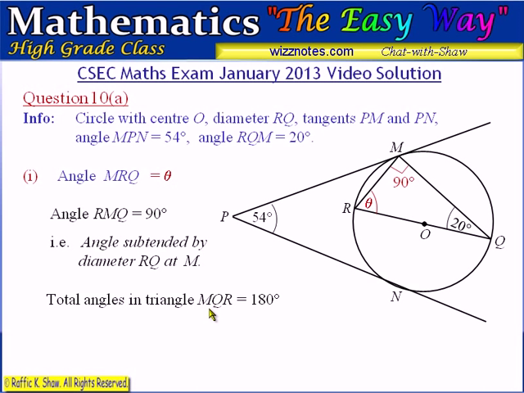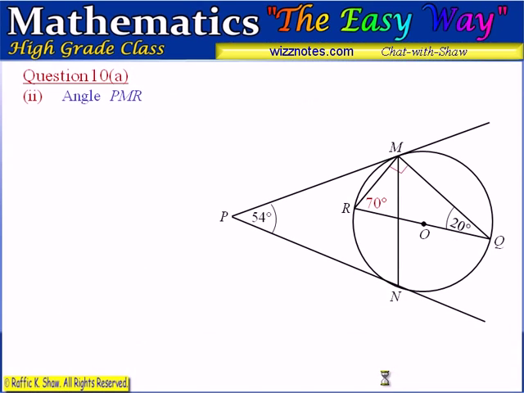That's the basis on which we will calculate the angle theta. Total angles in triangle MQR is 180 degrees, and so these three angles must add up to 180 degrees. From that calculation, we see that theta, the angle that we want, is 70 degrees. Since this angle is 90 degrees, these two must add up to 90 degrees, and so this angle is 70 degrees. So the angle that we want, angle MRQ, is 70 degrees. And that's the answer for part 1. Let's move down to part 2.